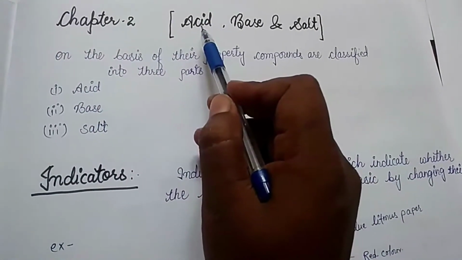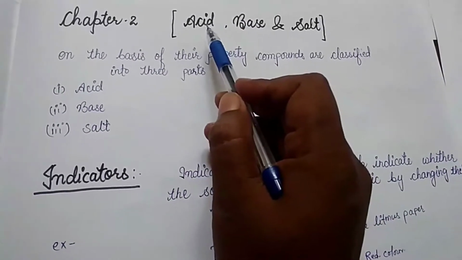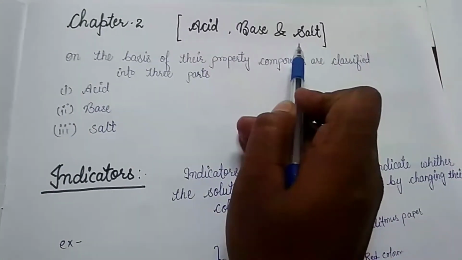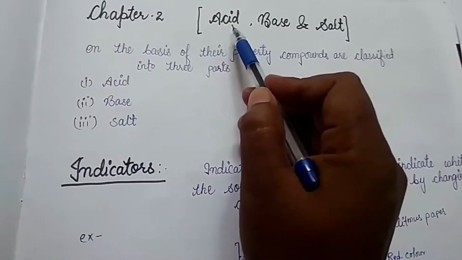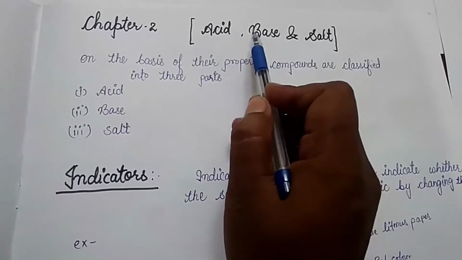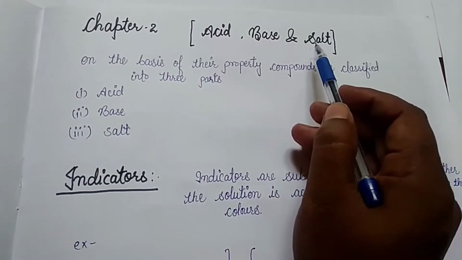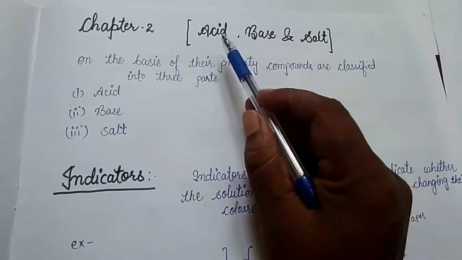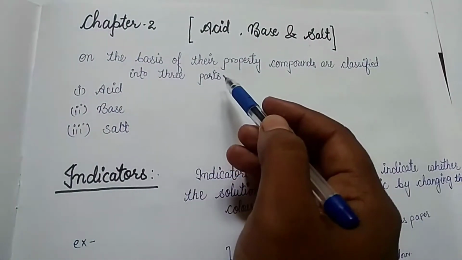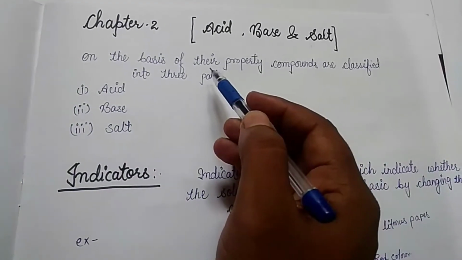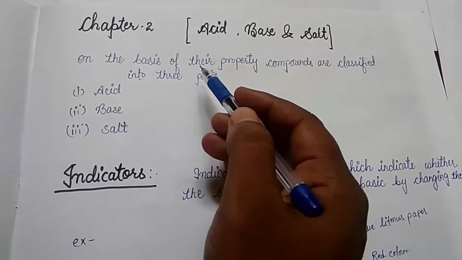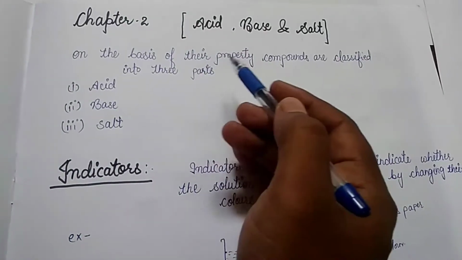Children, in the previous video, chapter 1, you read about how acid and base react and form salt. Now in this chapter we have to read about the physical and chemical properties of acid and base. Clear, children? And also we have to read about different types of salt formed by different types of acid and base. Clear, children? Now children, in class 9th you have read that different types of atoms form different types of compounds with different natures.